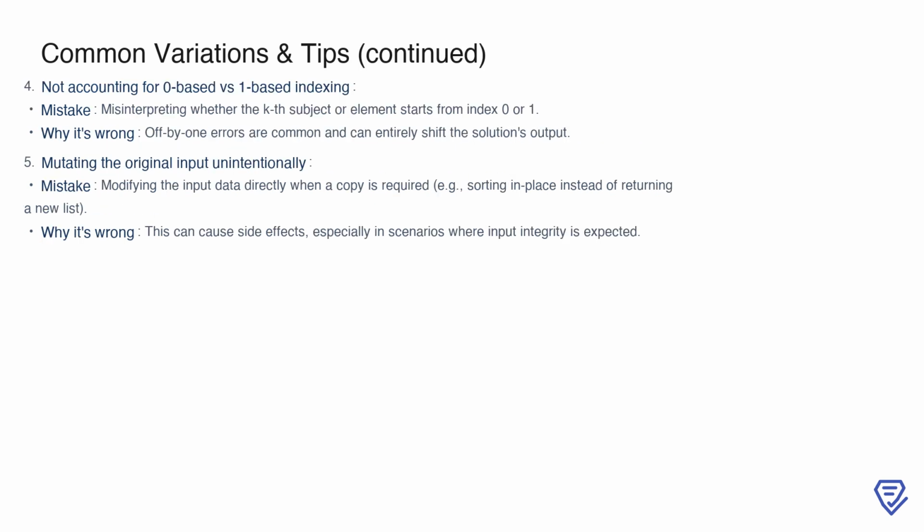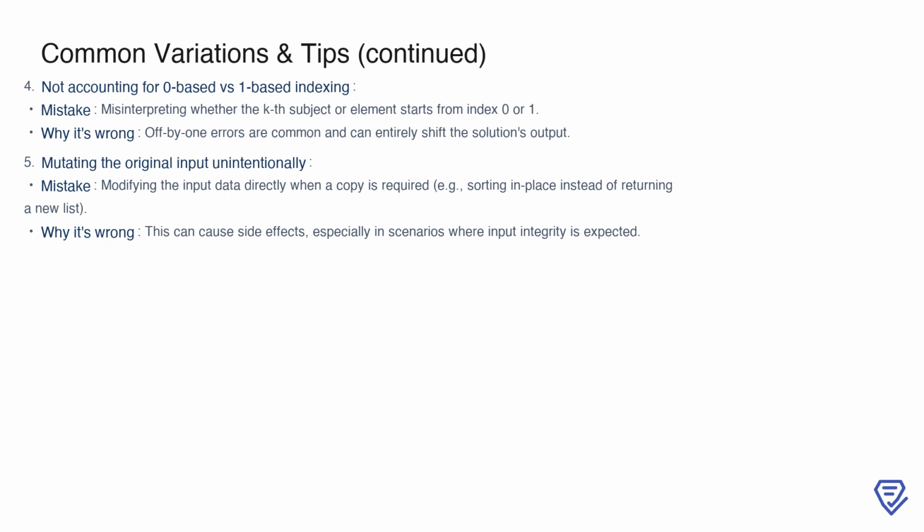Another common mistake is not accounting for zero-based versus one-based indexing. Misinterpreting whether the Kth subject or element starts from index 0 or 1 can lead to off-by-one errors, which entirely shift the solution's output. These errors are subtle but can be devastating to your final result.